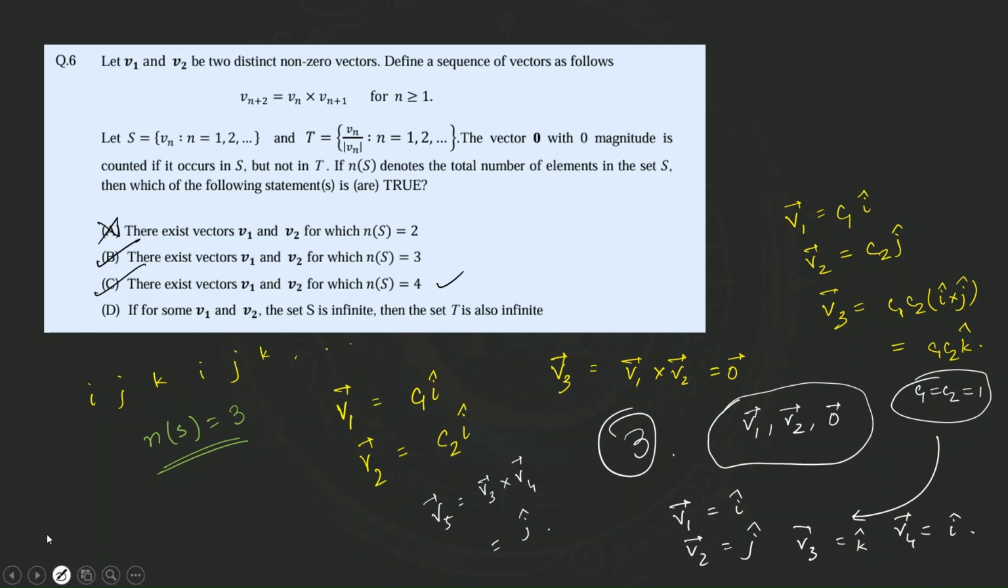That means option D is definitely wrong, which means the correct options for this question will be option B and option C.